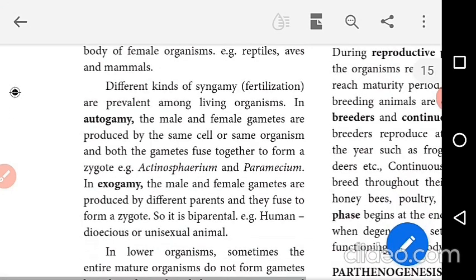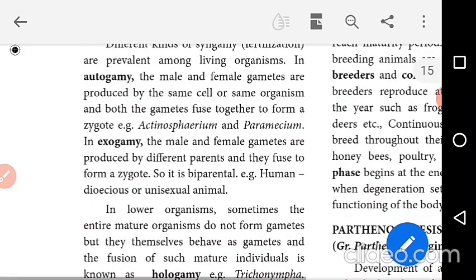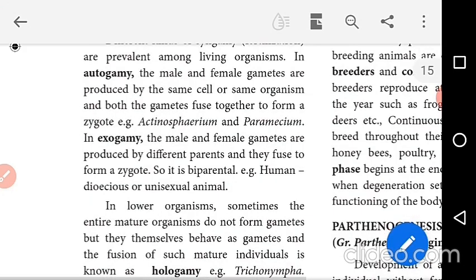The next one is exogamy. Exogamy means the male and female gametes are produced by different parents and they fuse to form the zygote. So it is biparental. Example: human, dioecious, unisexual. Exogamy means அயல் கருவுறுதல்.